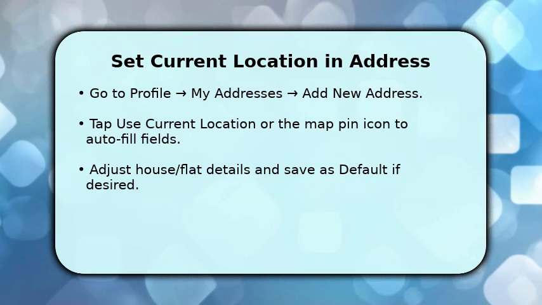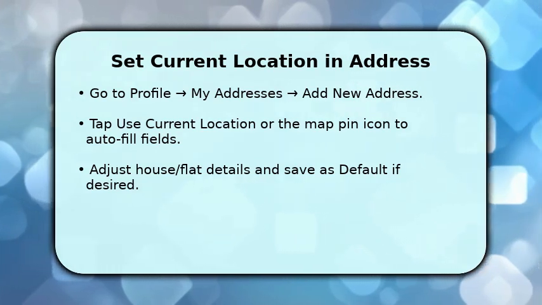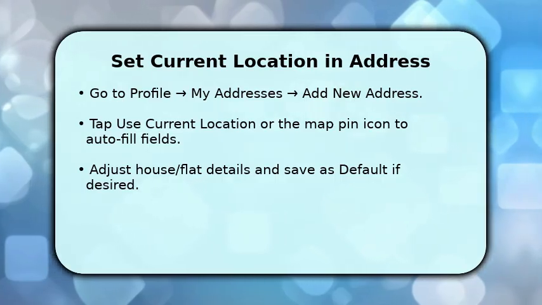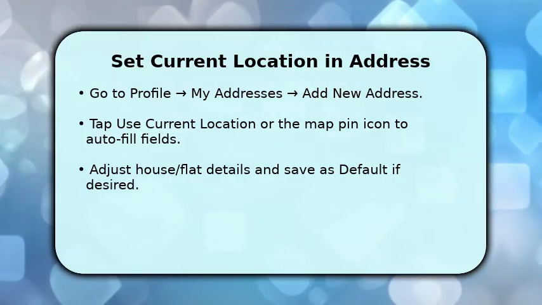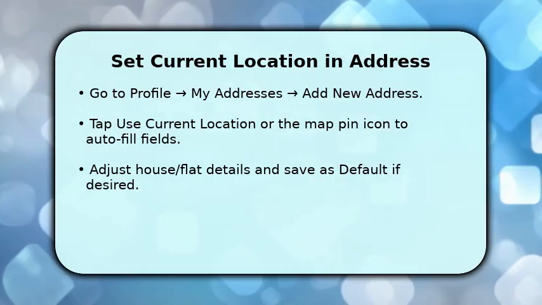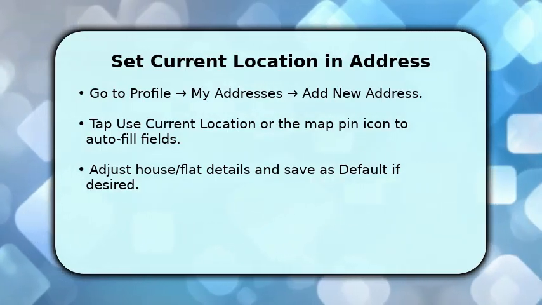You now add the address using current GPS. Go to Profile, then My Addresses, and choose Add New Address. Don't type the whole address yet. Tap Use Current Location or the map pin icon and wait while Daraz fetches coordinates. This fills street, city, and postal code automatically.